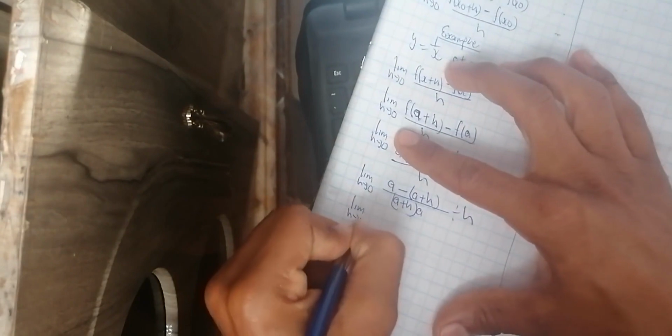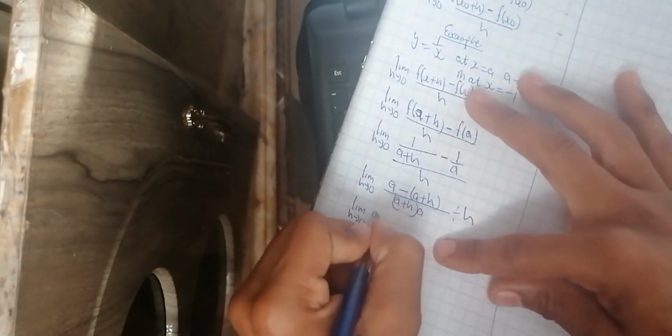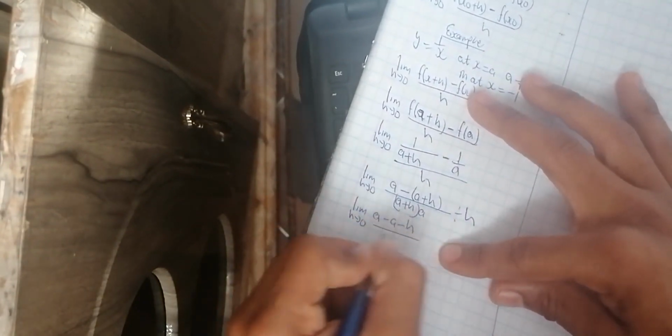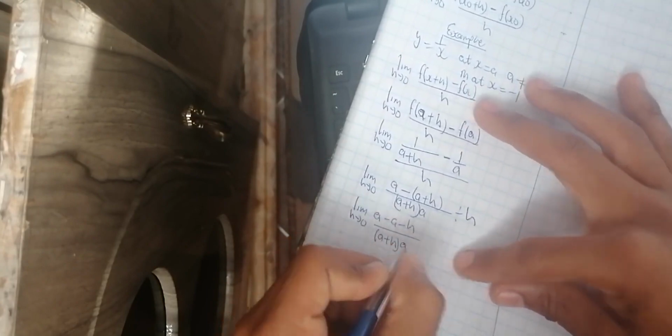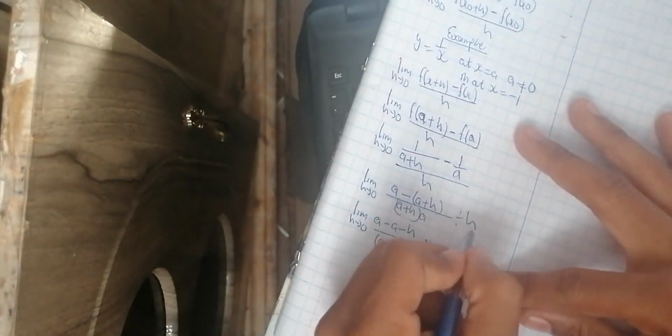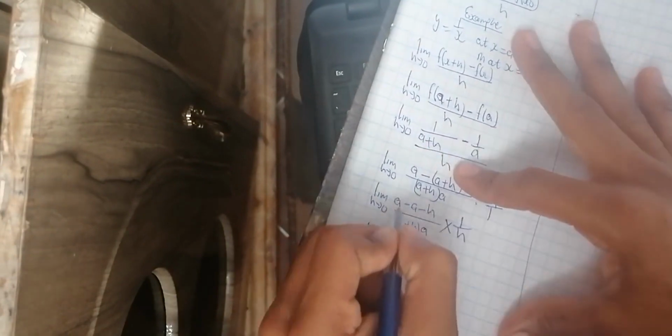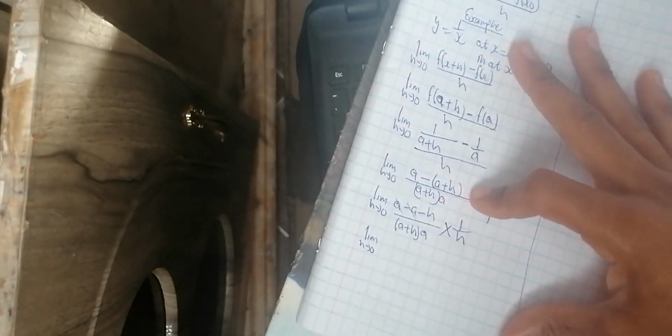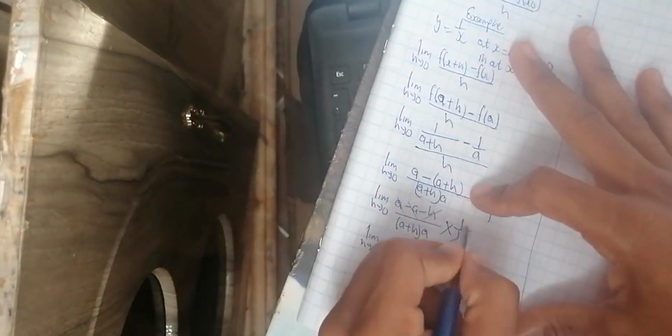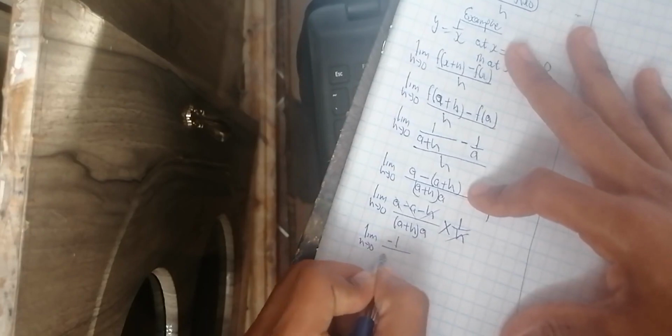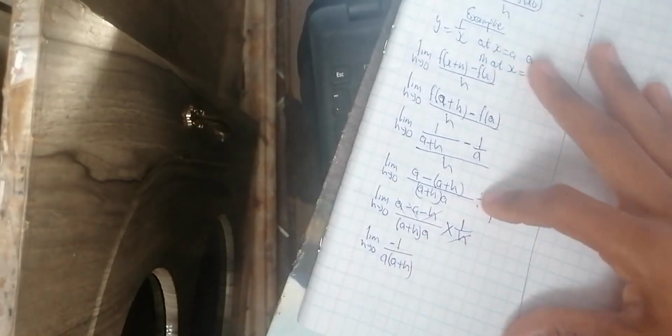The limit as h approaches 0, remove the brackets, a minus h, a plus h into a, change division to multiplication. Right, the limit as h tends to 0, this and this will go out. This and this will go out as well. You are left with minus 1 over a into a plus h. Are we fine? Wonderful people.